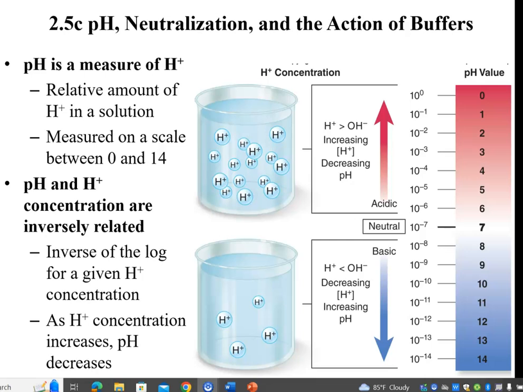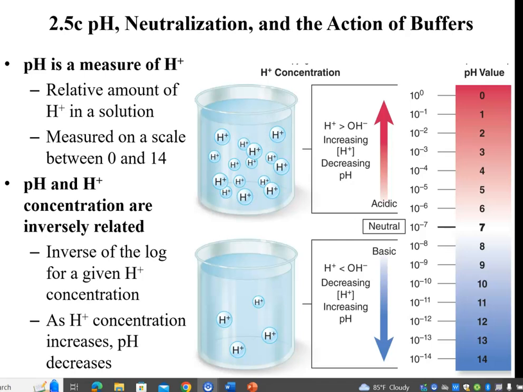So that means as pH increases, for example, as it goes from 8 to 9, hydrogen ions decrease. So there are fewer hydrogen ions. That makes sense. A solution of pH 9 is basic, so it doesn't have a lot of hydrogen ions.